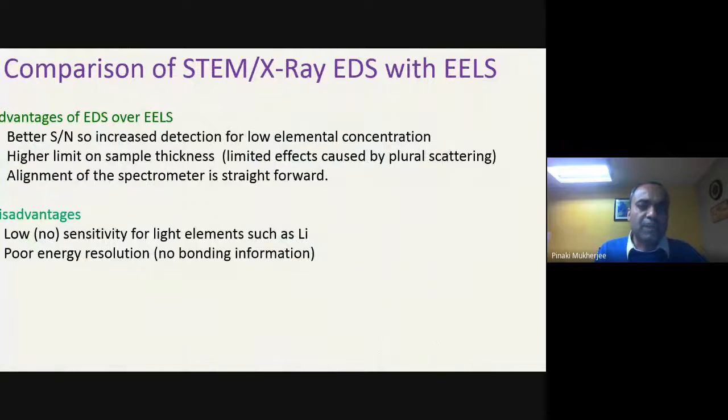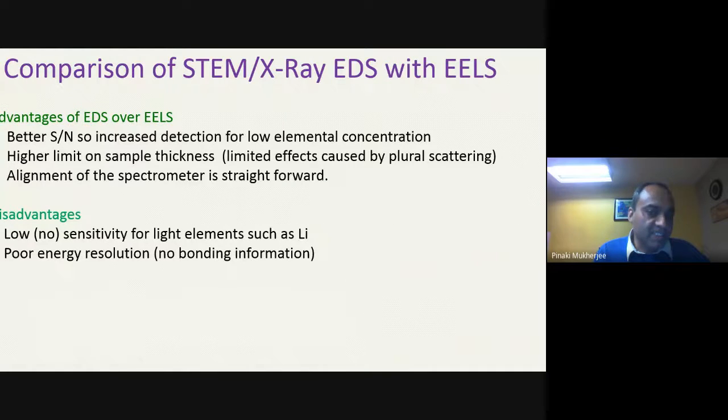All right. So here is a comparison between EDS and EELS in STEM. EDS has a better signal to noise ratio, so we can get very high quality maps in minutes, and in EELS that's a problem. We can look into thicker samples in EDS, but we cannot do that with EELS. For EELS, the upper limit of thickness is about 20 nanometers. And EELS requires a spectrometer alignment, which is not so easy, but EDS doesn't require all those things.